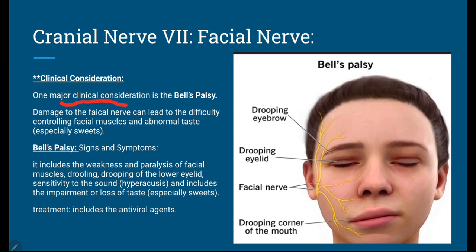Now let's look at some clinical relations of the facial nerve. One major clinical relation is Bell's palsy. Damage to the facial nerve can lead to difficulty in controlling the facial muscles and abnormal taste. Especially if the facial nerve is involved, the sweet taste is not going to be functional. Signs and symptoms include weakness and paralysis of the facial muscles, drooling, drooping of the lower eyelid, sensitivity to sound, which is hyperacusis, and impairment or loss of taste, especially the sweets. Treatment includes antiviral agents.